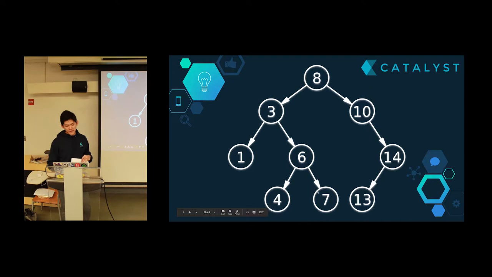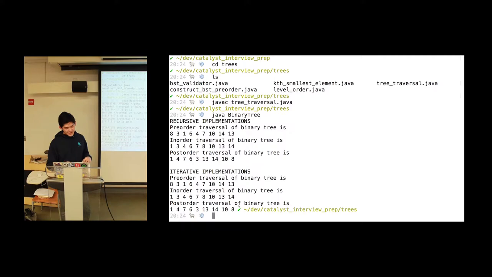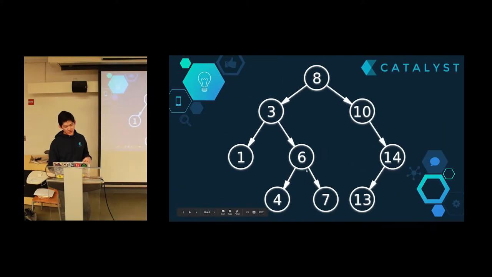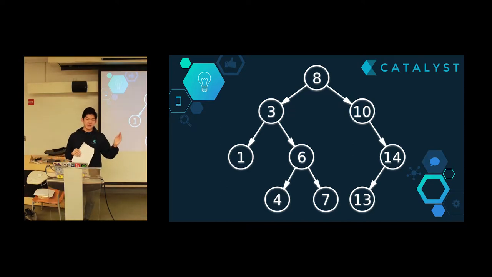So if after 7 there was something else, it would have gone down to visit those children and try to print those. So 1, 4, 7, followed by 6, 3, 13, 14. Once you're done with 7, you come up to 6 and 3, because this recursion came from the subset of the original 8, which started with visiting the left node. When you visited 3, that kicked off the recursion for everything in the subtree under 3. And that's why it goes in this sequence.